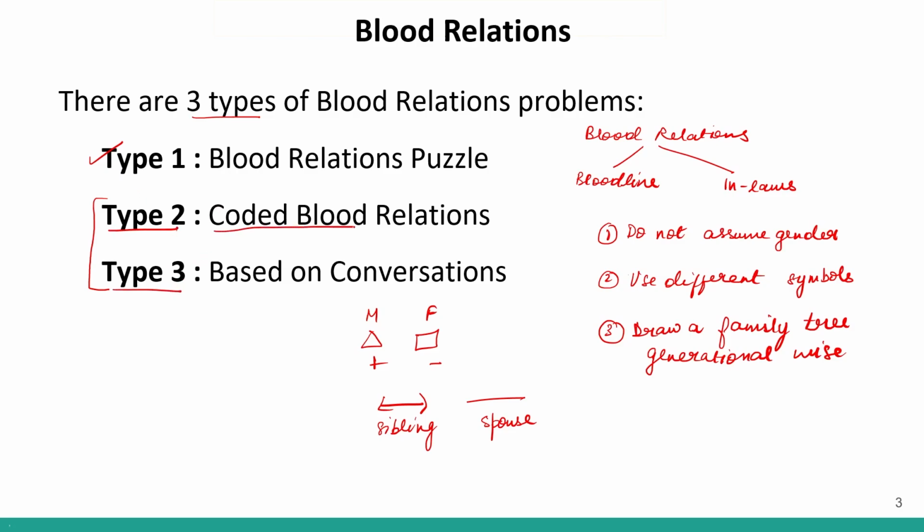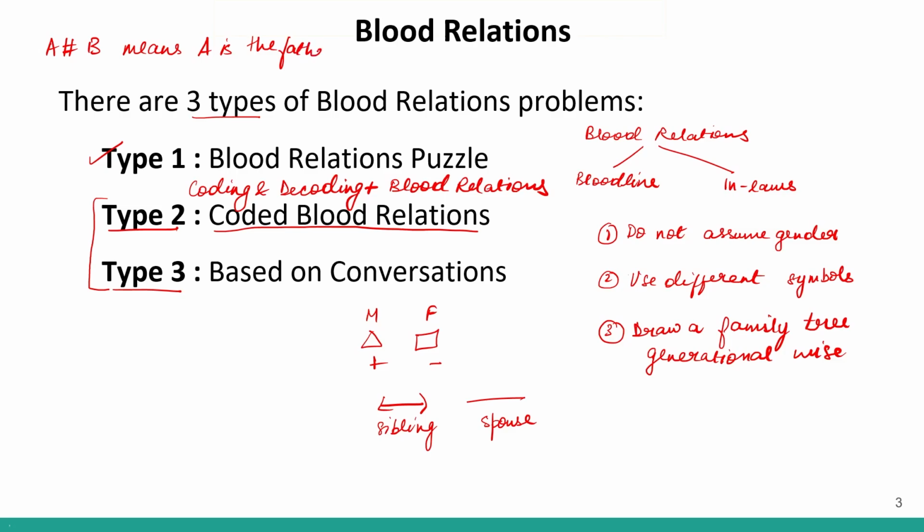Type 2 is coded blood relations. It is a mixture of coding and decoding plus blood relation. So two concepts are being used. First concept is of coding and decoding, and then the other concept is of blood relation. So very simply, for example, it is written A#B means A is the father of B.